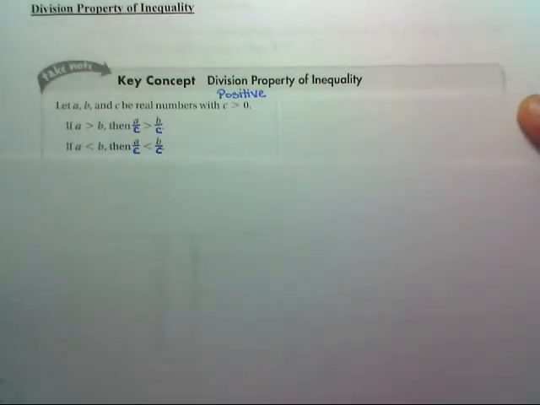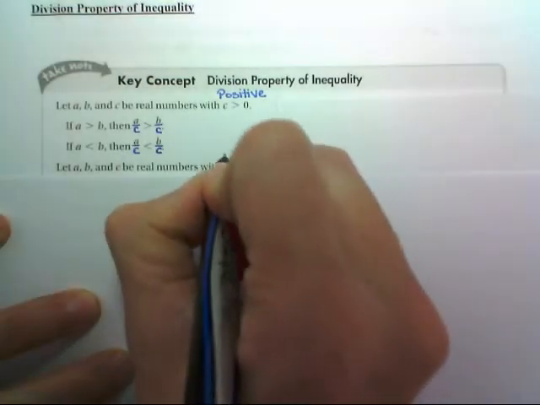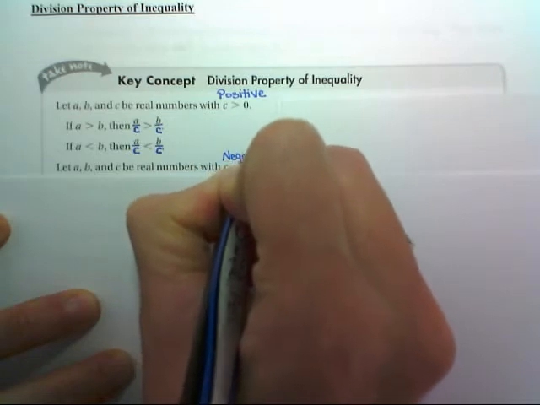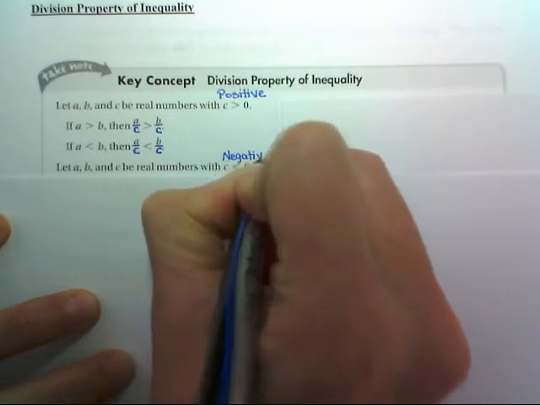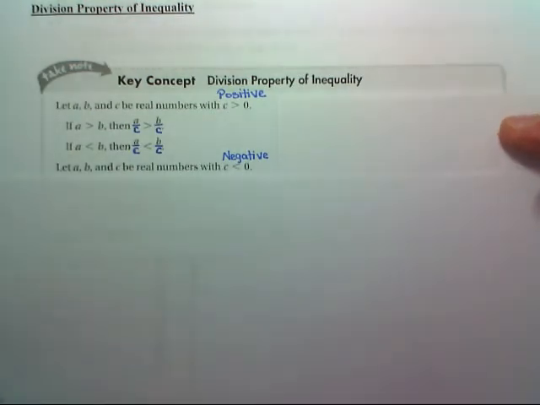Now, here's where we get into what's similar to our multiplication. When C is less than 0. Again, just like with multiplication, we're talking about negatives, all of our negative numbers. C is less than 0. Alright, so if C is less than 0, let's look and see what happens when C is negative.